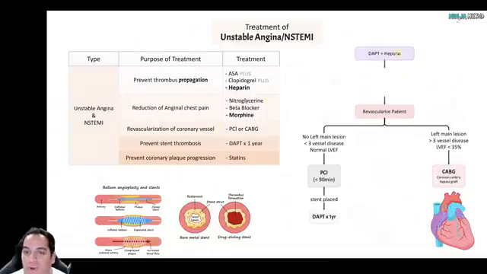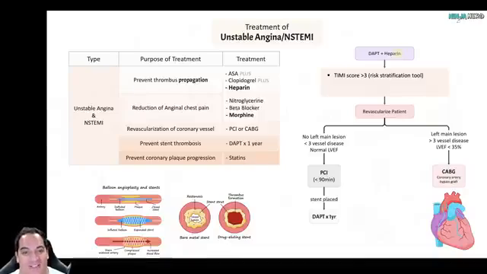Now, if I want to revascularize the patient who has unstable angina or an NSTEMI, I need to have particular indications. And there's usually 3. 1, I do what's called a risk stratification tool called the TIMI score. There are other ones out there. This is the one that sometimes is tested on this step too. If the TIMI score is greater than 3, that predicts a higher mortality rate for these patients. And that means that they should probably go to the cath lab and get revascularized.